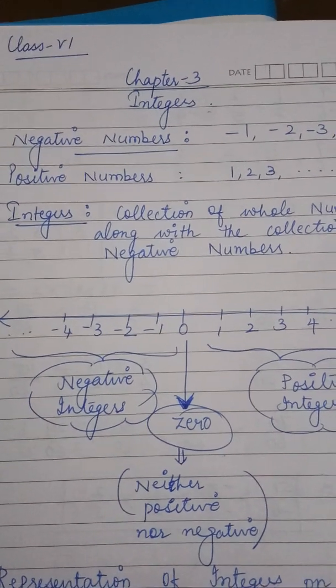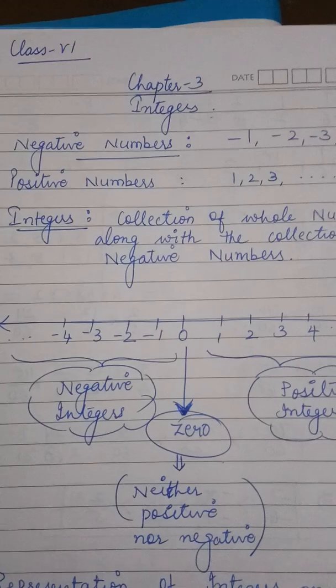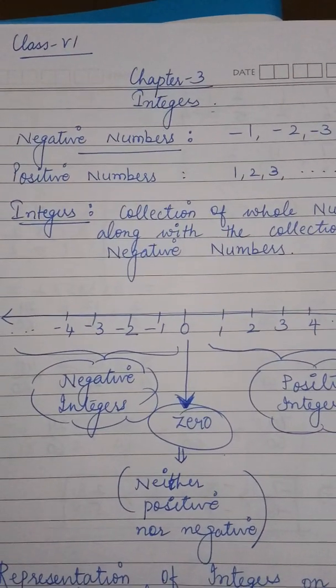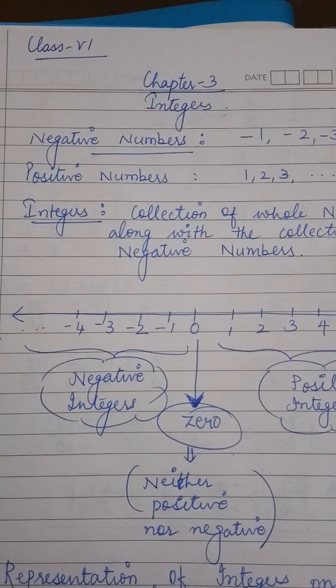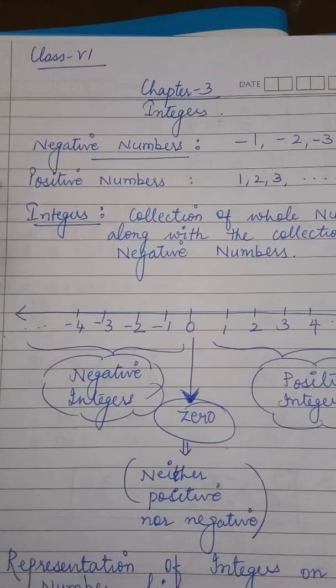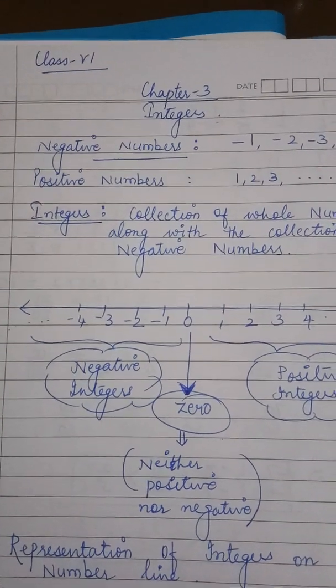Hi everyone. Today we are going to start with the next chapter, that is chapter 3, integers. Before starting with the integers, I want to explain two terms, positive terms and negative terms. Right now, how are you going to identify which terms are positive and which terms are negative?